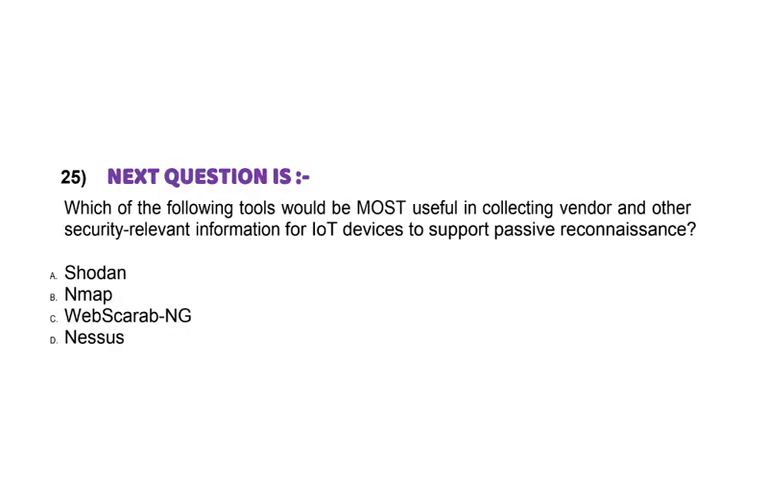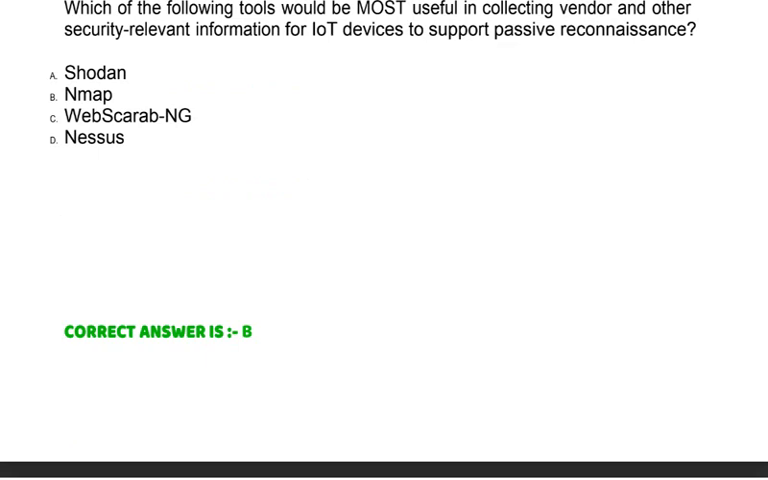Question is, which of the following tools would be most useful in collecting vendor and other security relevant information for IoT devices to support passive reconnaissance? Option A, Shodan. Option B, Nmap. Option C, Wave. Option D, Nessus. Correct answer is option B.